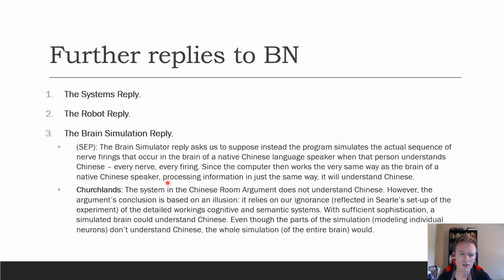Since the computer then works the very same way as the brain of a native Chinese speaker, processing information in just the same way, it will understand Chinese, even though it's a computational system. And the system in the Chinese room argument, says the Churchlands, so I should say first, the Churchlands subscribe to a brain simulation type reply, or at least they seem consistent with this reply. What they say is that the system in the Chinese room argument does not understand Chinese. That's correct. However, the argument's conclusion is based on an illusion. It relies on our ignorance of the detailed workings of cognitive and semantic systems, and if we were more sophisticated, a simulated brain would understand Chinese. Even though the parts of the simulation don't understand Chinese, the whole simulation would.